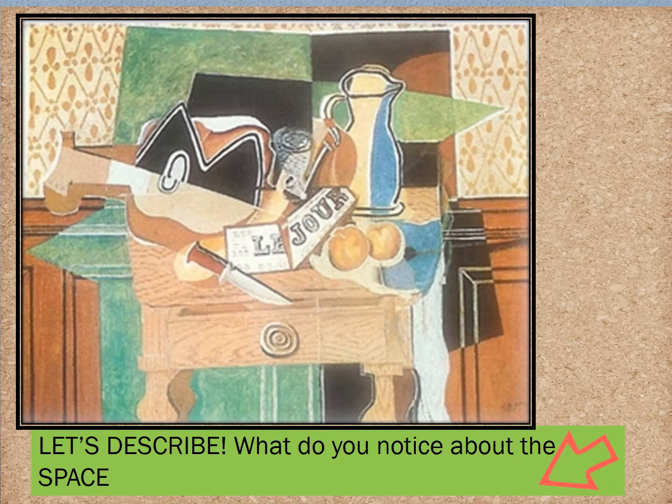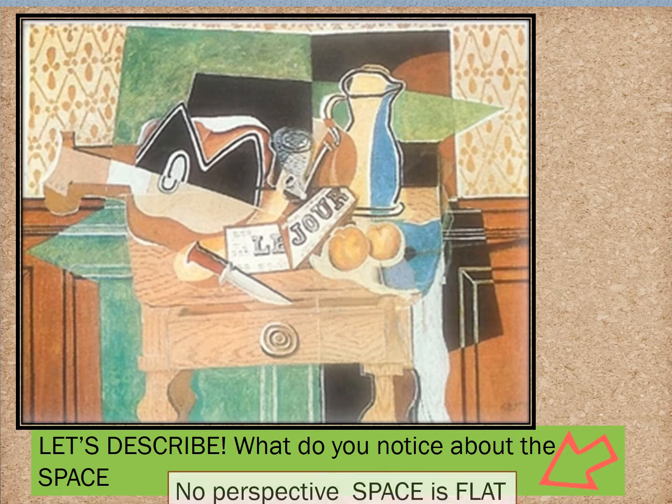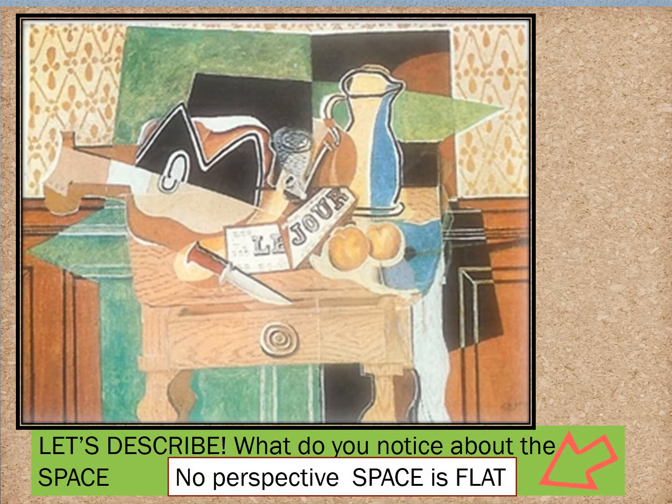Let's describe. What do you notice about the space? What do you notice about the table, the vase, the knife, and the fruit? There is no perspective. The space is flat. Despite the table having 4 legs, the artist creates flat, empty shapes.